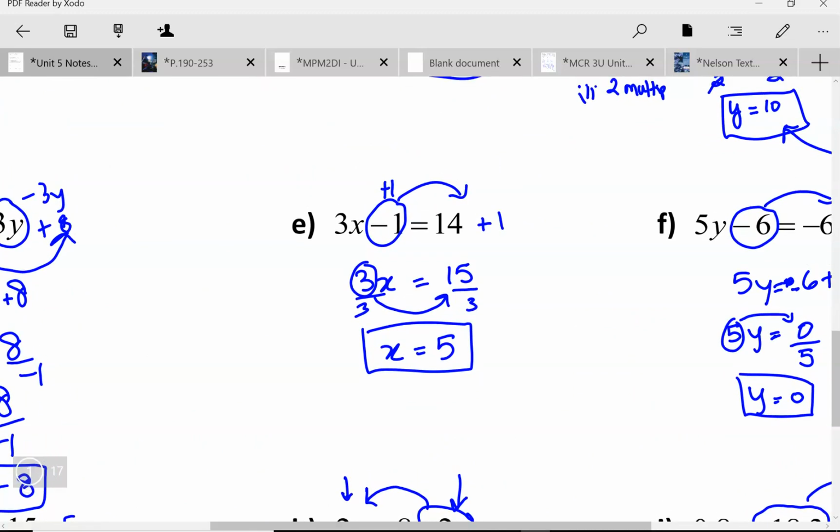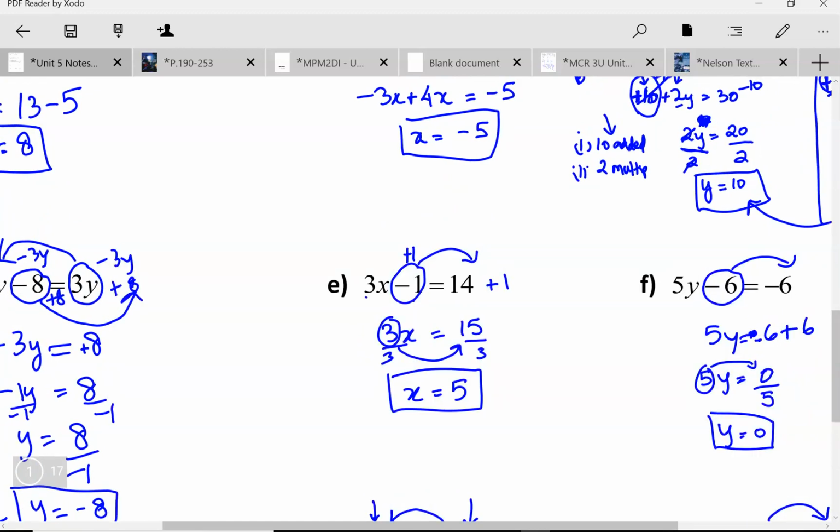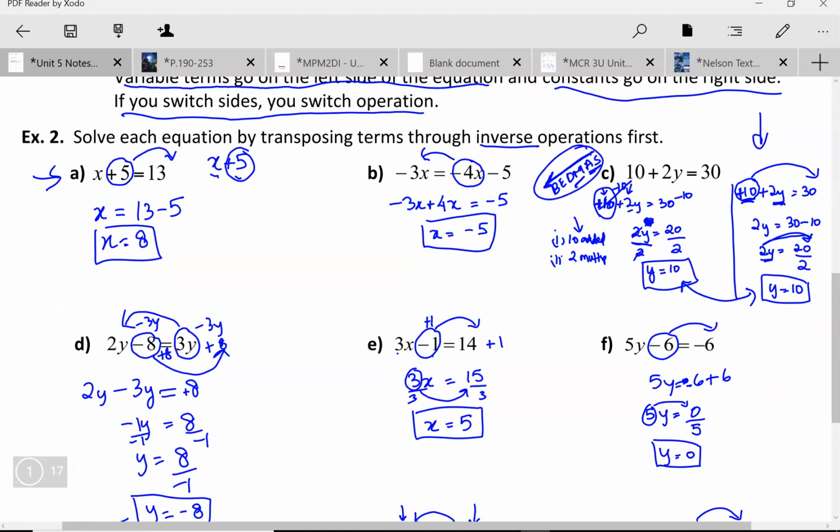For some questions, like this one, this 1 is what I had to move first. And the question is, how do I know to move the 1 first and not the 3? The second important thing that we talked about was the reverse BEDMAS.